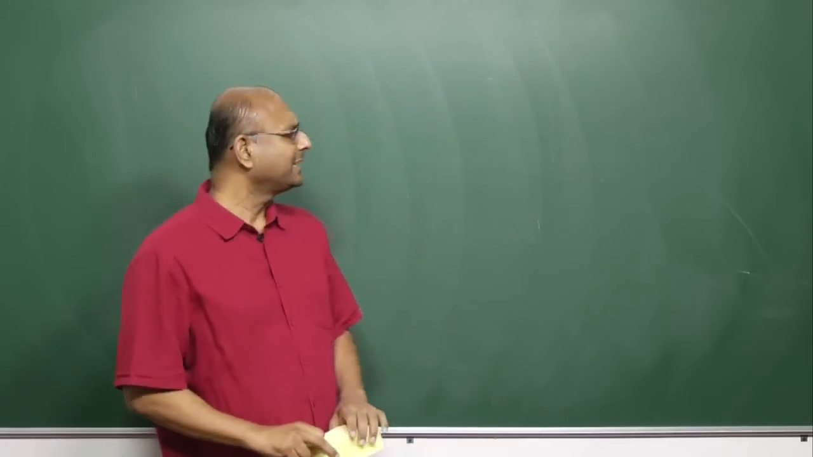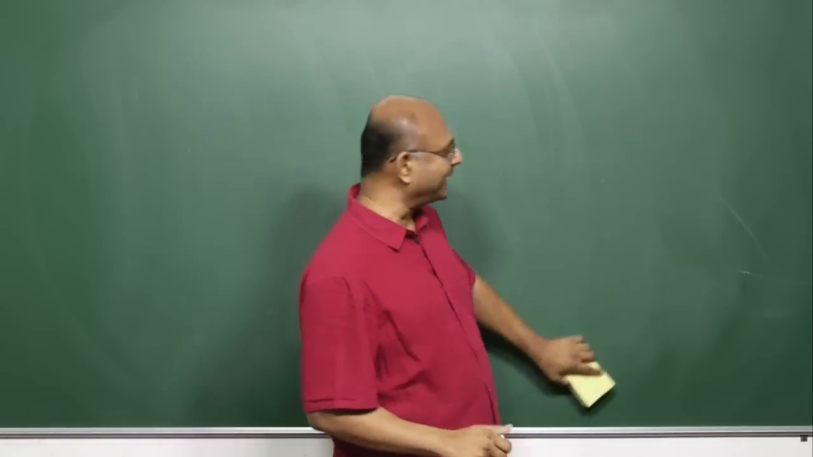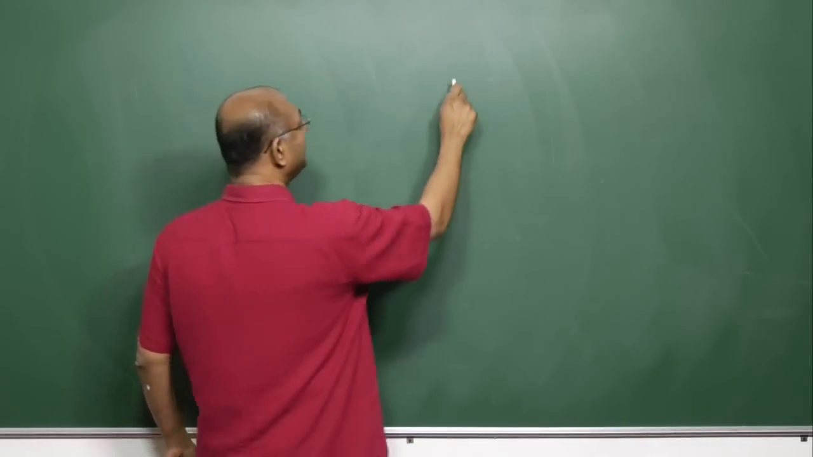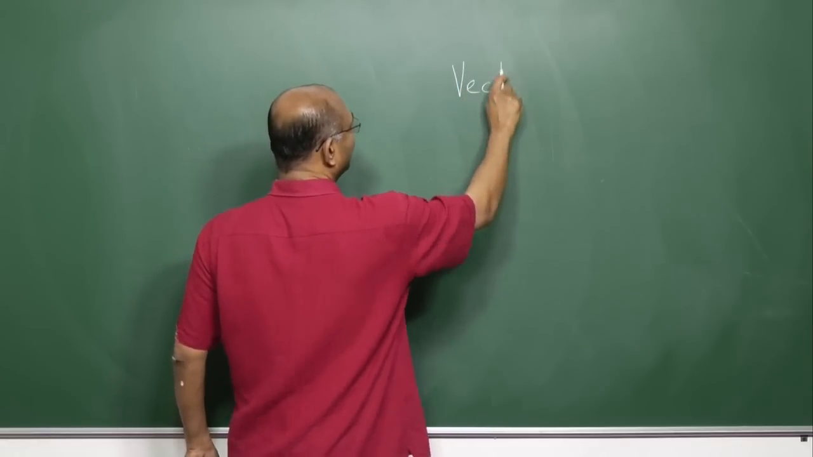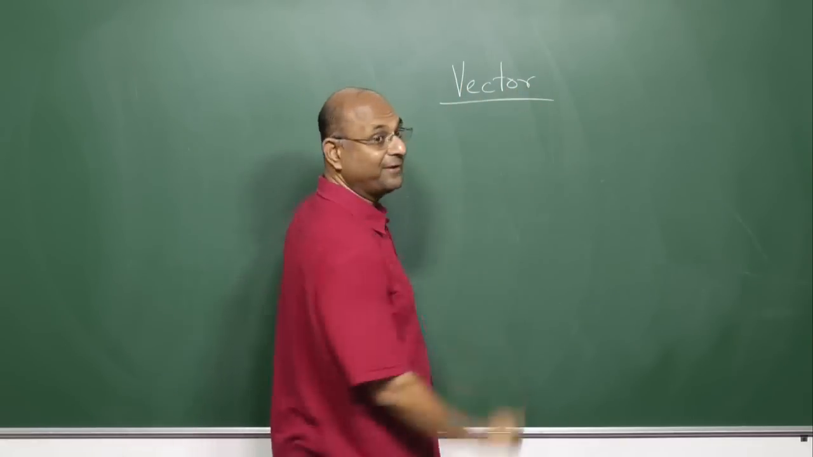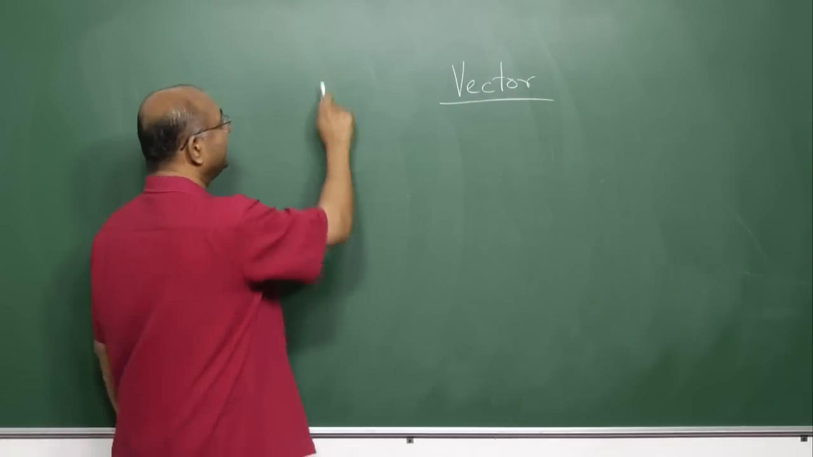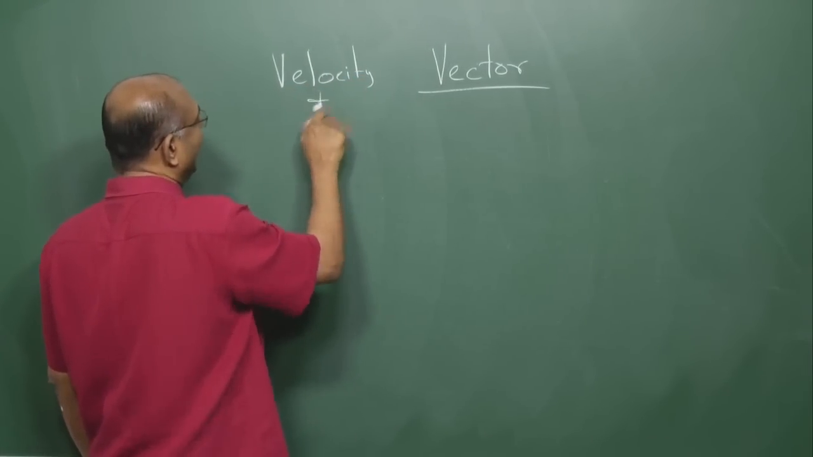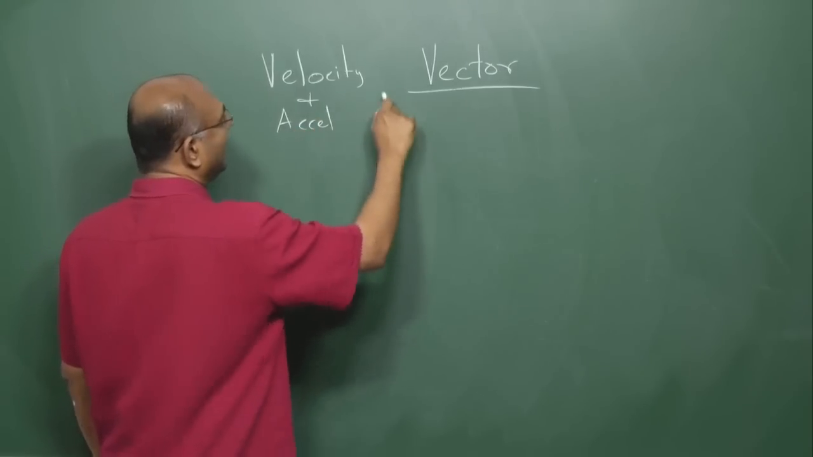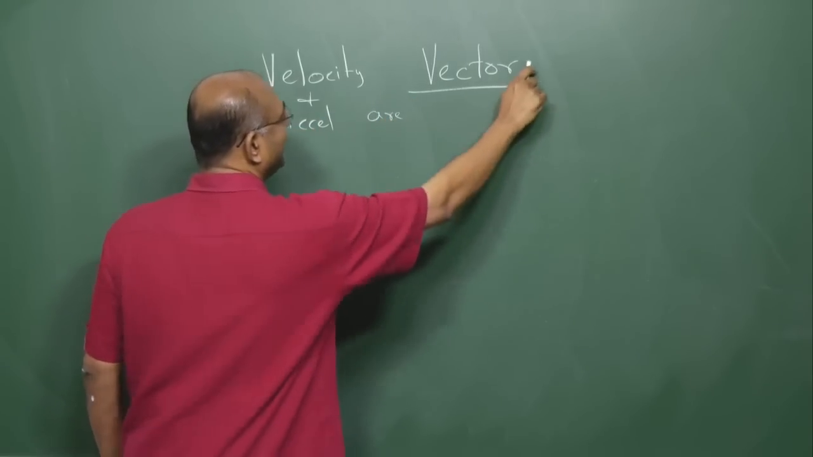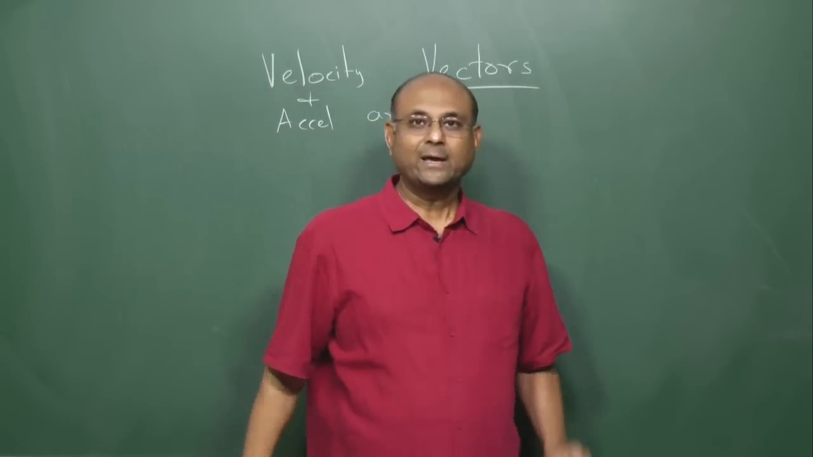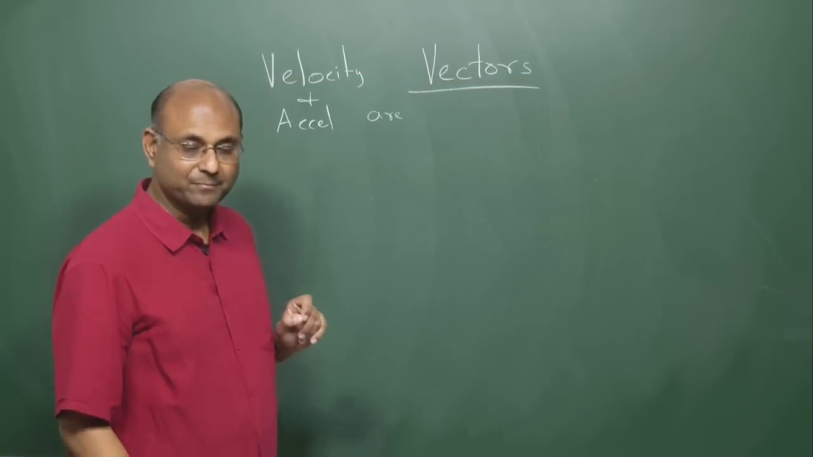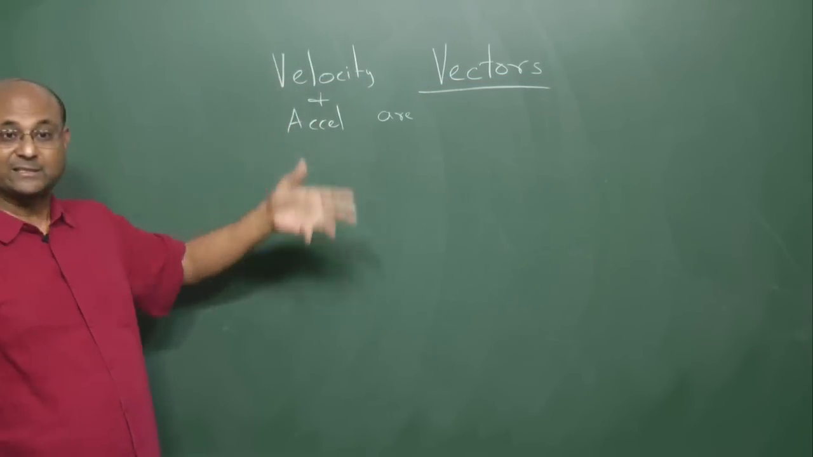Now these are the things that after Galileo, people started summarizing. We call all of what you have learnt, we say in one word, using the word vector. Velocity and acceleration are vectors. Okay, that statement says it all. Let me explain carefully again. Displacement, velocity, acceleration are all vectors.